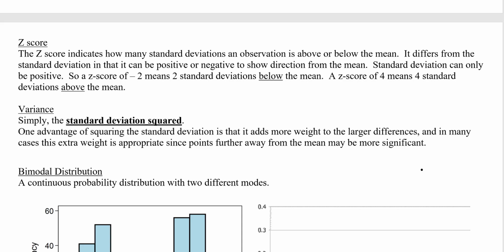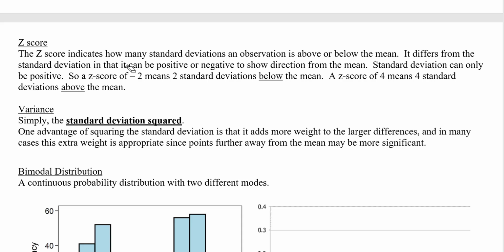Well, what the Z-score does, it actually tells you if you're higher or lower, above the mean or below the mean. Okay, so the Z-score can be positive or it can be negative, and that's to show direction from the mean. Again, standard deviation is basically only positive. So if you have a Z-score of -2, that means you're 2 standard deviations below the mean. A Z-score of +4 means you're 4 standard deviations above the mean. Very simple. Okay. The next thing I want to talk about is something called variance.